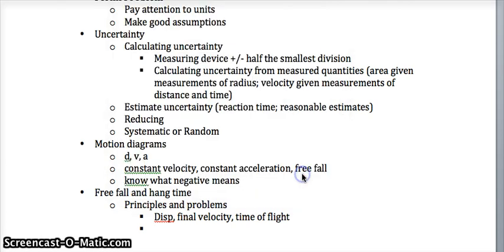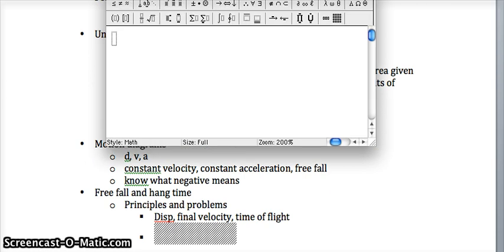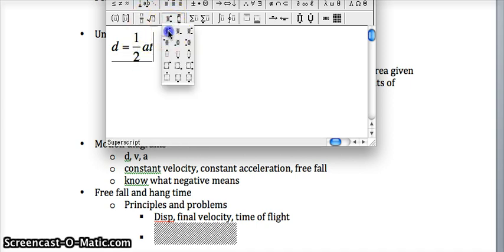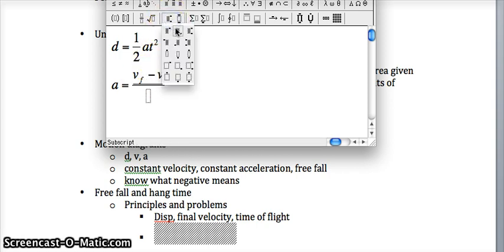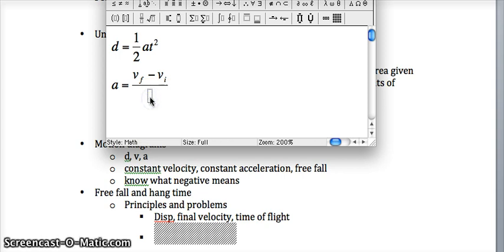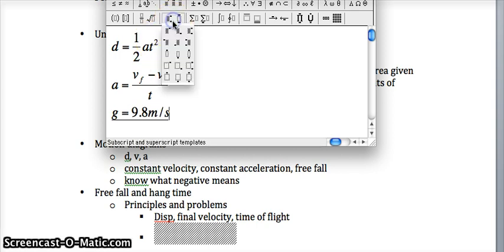There's two equations that you need. I'll just put them here. They'll be on your test as well, though, so I don't request anybody to memorize the equations. First of all, distance equals 1/2 a t squared. And acceleration is equal to v final minus v initial divided by time. And of course, g, this universal acceleration, is 9.8 meters per second squared.